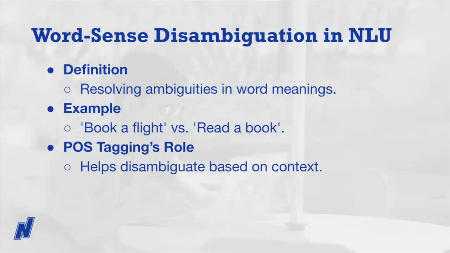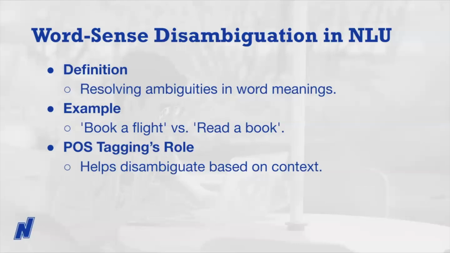So let's take an example here. The example is the word book. The word book can either be a noun or a verb in English. In the sentence, read a book, book is a noun and refers to something you can read. Now, in the sentence, book a flight, book is a verb meaning to make a reservation. So without understanding the context in which book is used, it's impossible to determine its correct meaning.